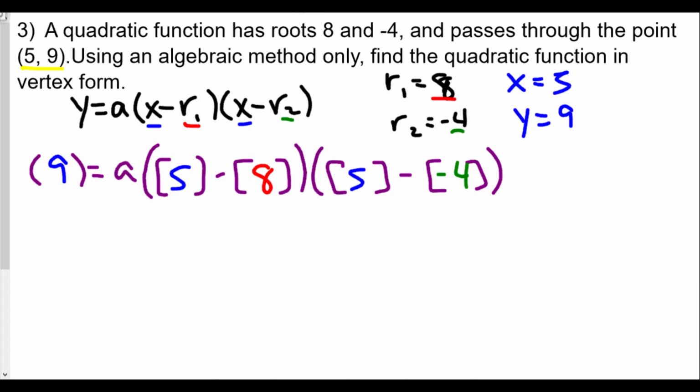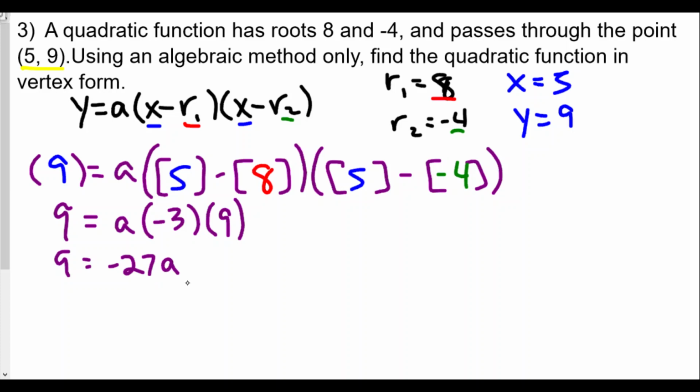So now what we do is we have this available to us. Now we have 9 equals a times (5 minus 8), which is -3, times (5 minus -4), which is +9. Giving us an equation of 9 is equal to -27a, or the a value is going to be -1/3.